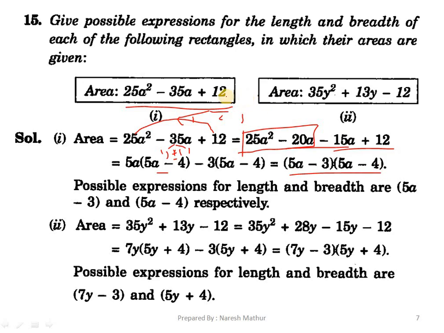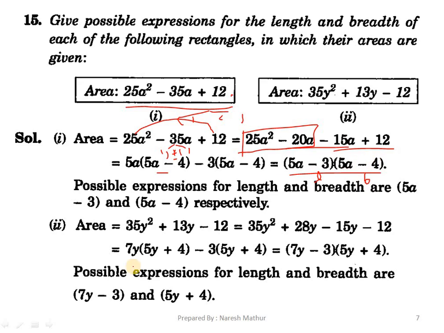Now we are representing area in the form of two factors, so we can take any one of them as the length and the second one as the breadth. So the possible expressions for length and breadth are 5a minus 3 and 5a minus 4. So this can be the length and this can be the breadth, or vice versa, we can just exchange also.